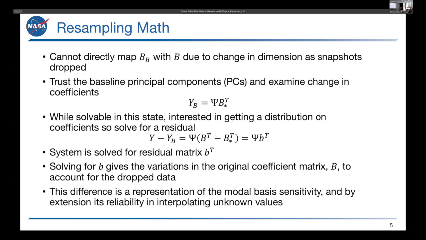But we kind of want to end up with a distribution around 0. So we actually solve for the residual instead. We take the difference between our baseline prediction y and our bootstrap prediction, and set it up so we solve for this little b, which is the coefficient residual matrix. Solving for b, we get variations of the original coefficient matrix that account for the drop data, as a representation of the modal basis sensitivity, and as I'll show, the interpolation scheme as well. And it extends to interpreting the unknown values in our predictions.